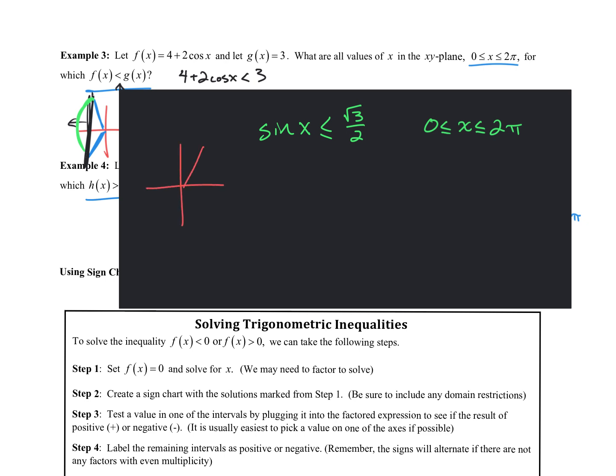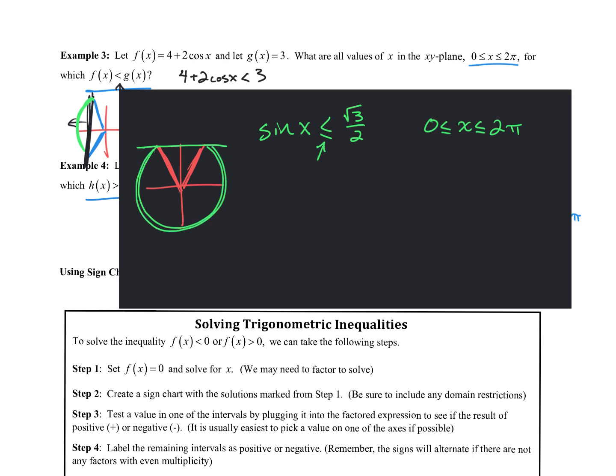At pi over 3. When else? And at 2 pi over 3, right? And sine deals with the x or deals with the y? It deals with the y. And so I'm at square root 3 over 2 here, but I want it to be what? Less than or equal to. And so I want this portion. All right, I want this portion.